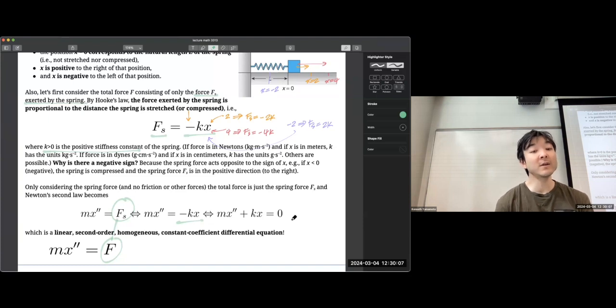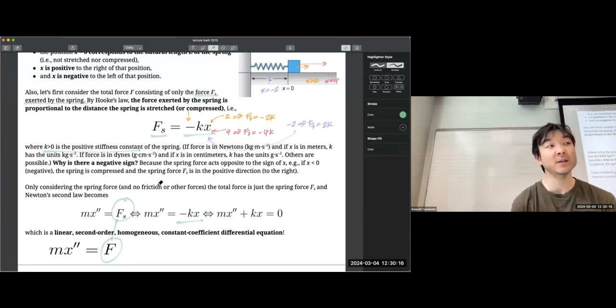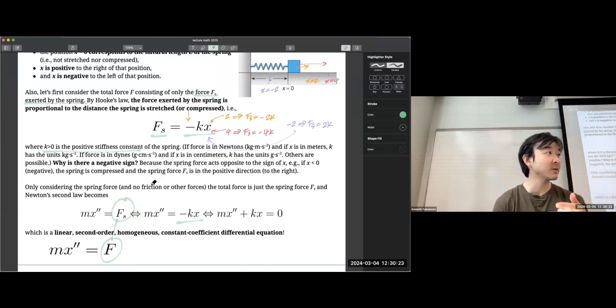It's a linear second order homogeneous constant coefficient differential equation. We know how to solve these. In fact, this one's easier than what we just did because it's homogeneous. So that's why the book has this section right after 2.4, because you really only need 2.4 to be able to solve these types of equations.